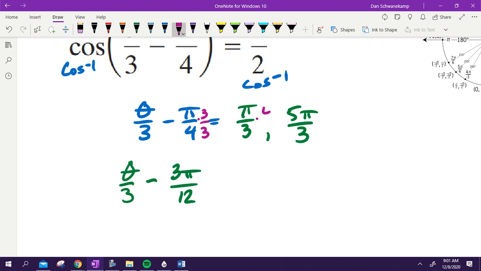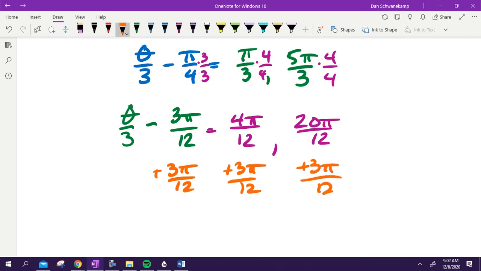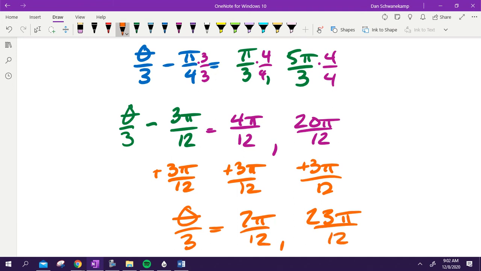And I would multiply these on top and bottom by 4. But I'm going to get 4 pi over 12 and 20 pi over 12. I've got to add that 3 pi over 12 over just like we discussed. It's annoying. I know it's annoying, but you can handle it. So theta over 3 equals 7 pi over 12 and 23 pi over 12. We just added or subtracted.